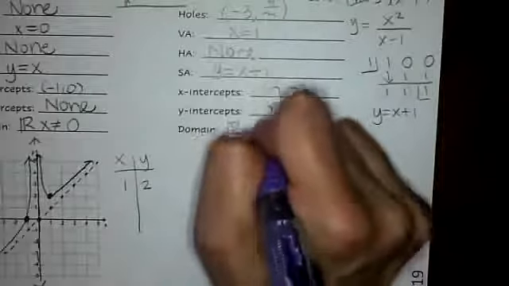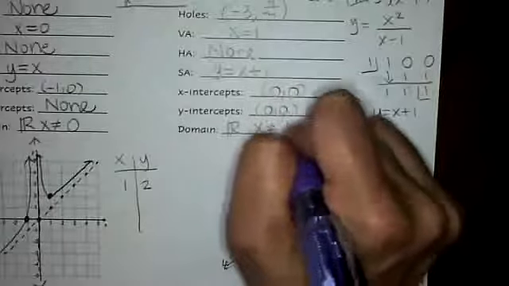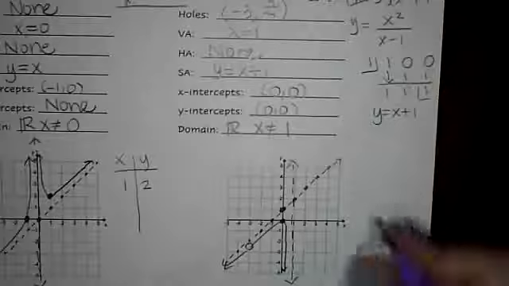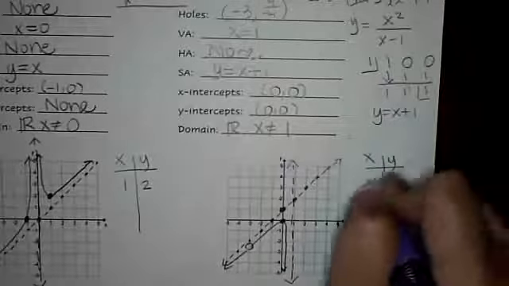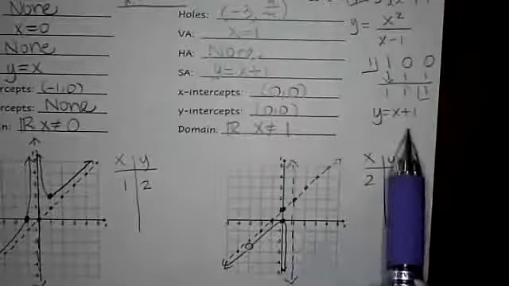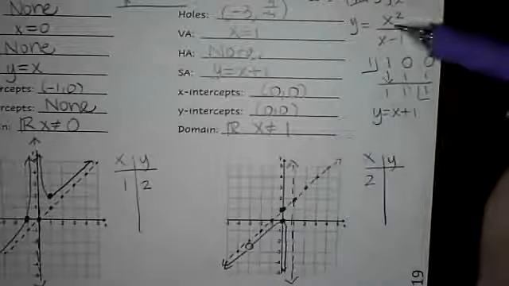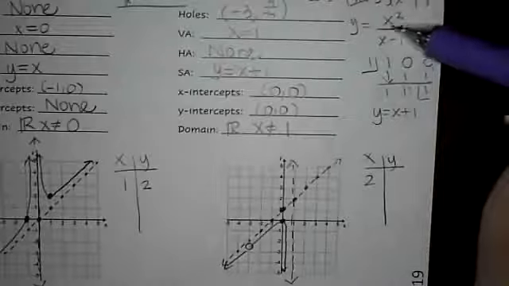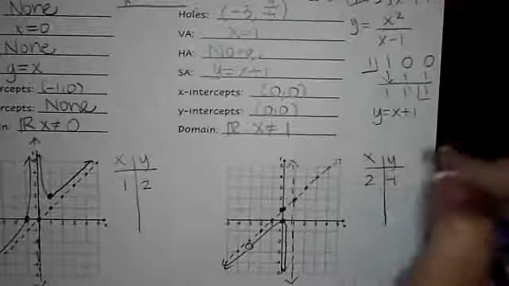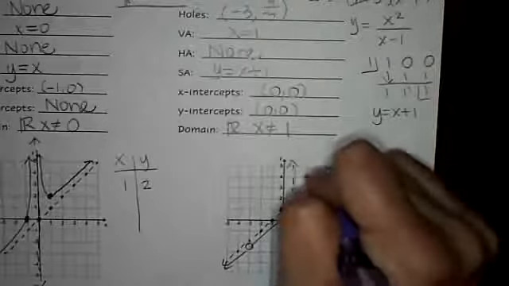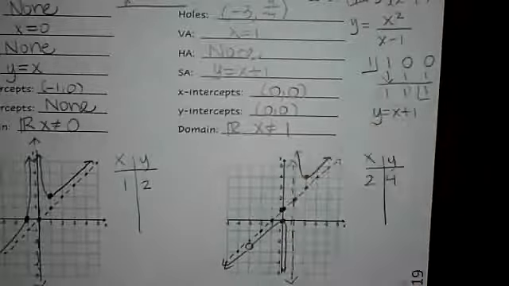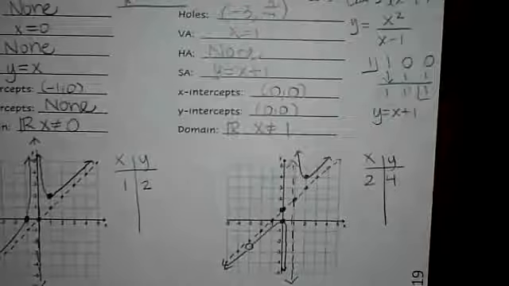Our domain is all real numbers except for 1. That's what we're jumping over. I still need something on this right-hand side, so I make a table of values. A point to the right of that 1 is 2, so I'm going to plug in 2 to my equation right here. So that's 2 squared, which is 4, over 2 minus 1, which is 1, so this is 2, 4. And there is our graph.